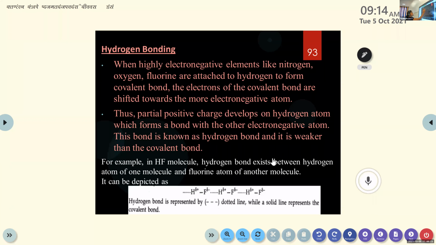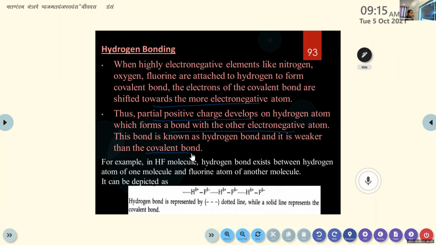When highly electronegative elements like nitrogen, oxygen, fluorine, etc. are attached to hydrogen to form a covalent bond, the electrons of the covalent bond are shifted towards the more electronegative atom. Both atoms share electrons for the formation of the covalent bond, but the electronegative atom will attract the shared pair of electrons towards itself. Thus, a partial positive charge develops on the hydrogen atom, which forms a bond with the other electronegative atom. This bond is known as hydrogen bond, and it is weaker than the covalent bond.